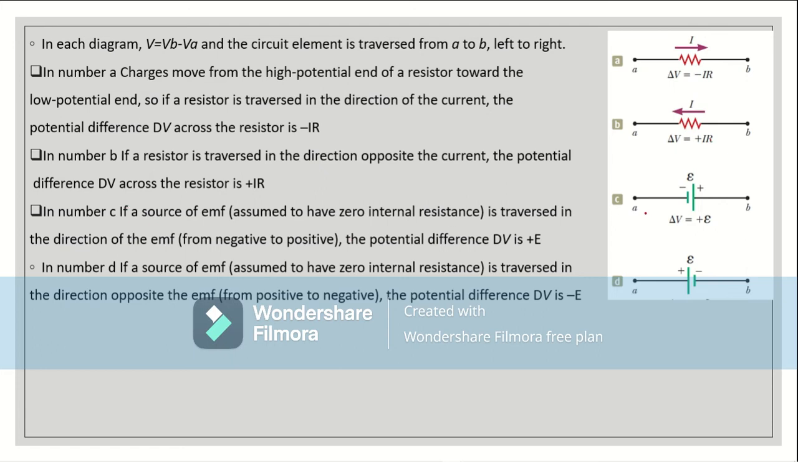In number C, if a source of EMF, assumed to have zero internal resistance, is traversed in the direction of the EMF, from negative to positive, the potential difference equals positive epsilon. This is EMF. In number D, if a source of EMF, assumed to have zero internal resistance, is traversed in the direction opposite the EMF, from positive to negative, the potential difference equals minus epsilon.